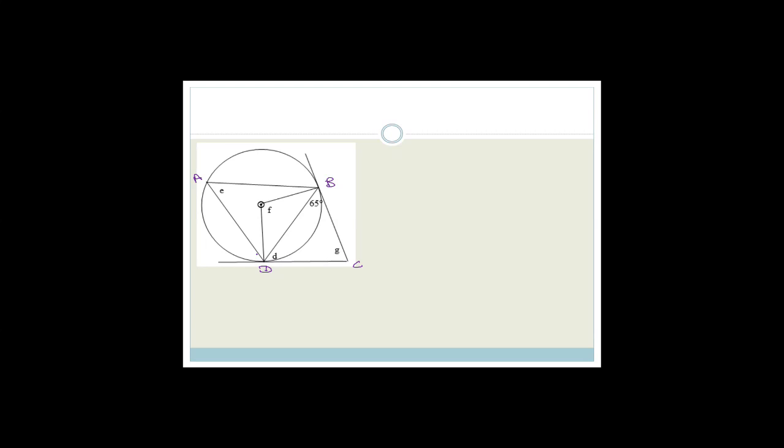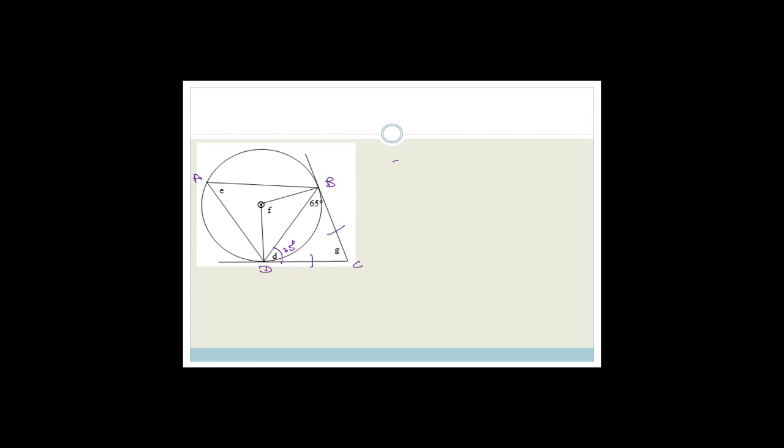Similarly, in other questions, if they ask you to find angle M1 and then M3, the reason they're doing that is because they think you need M1 to find M3. Okay, I get it. So let's look at this. First of all, we know from the theorem we've just proven that since DC is a tangent and BC is a tangent, these two lines are equal. Therefore, D is going to be 65 degrees because it's the base angle of an isosceles triangle.